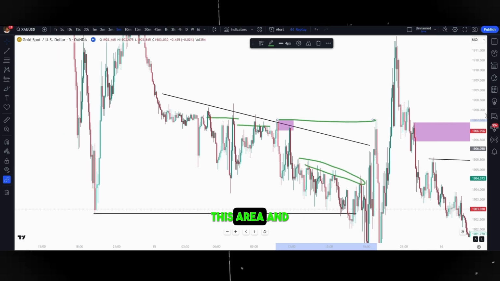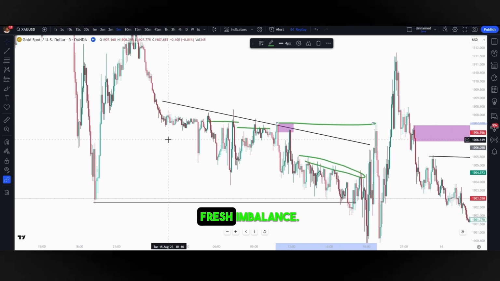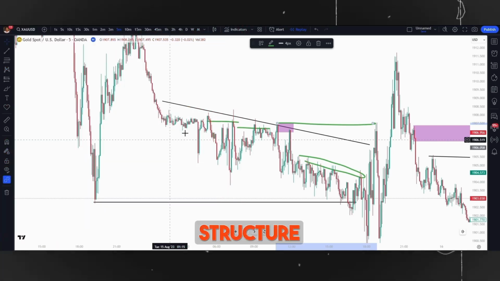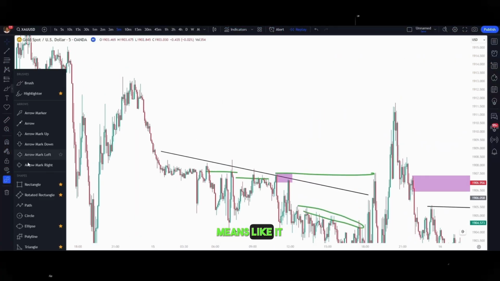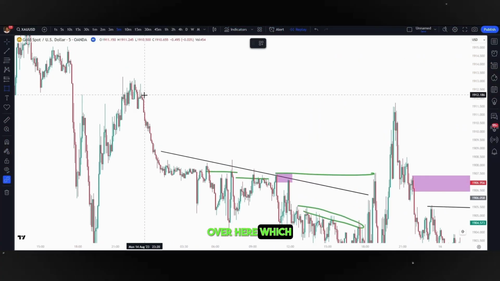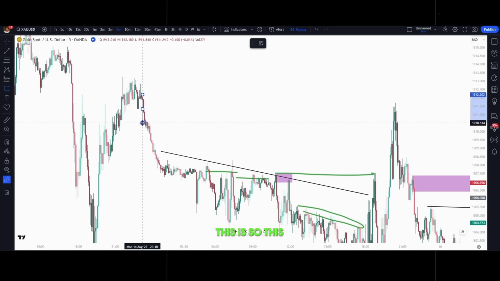So we will ignore this area and we will only look for imbalance, fresh imbalance. There's a clear break of structure. Clear break of structure means it was broken by one candle over a week, which is broken by one candle. As we can see, this is our order block.